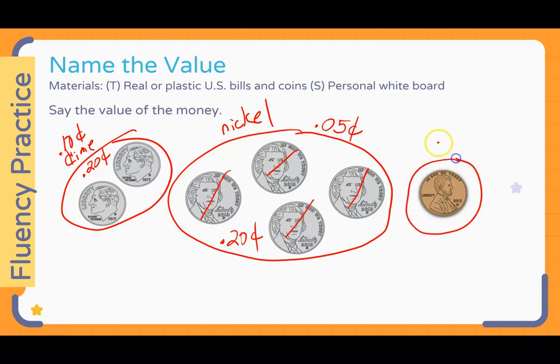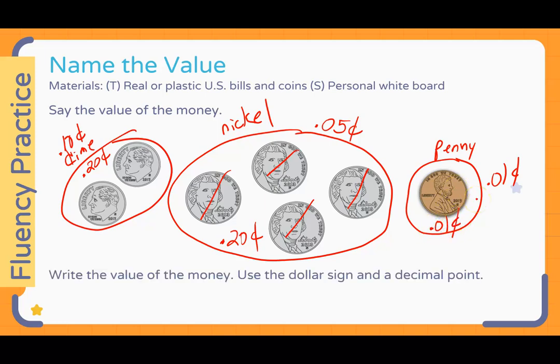What coin is this? Penny. How much is it worth? 1 cent. How much do we have? 1 cent. Okay. Now they want you to write the value of this. So let's just count it. We have 10, 20, 25, 30, 35, 40, 41. So we have 41 cents.